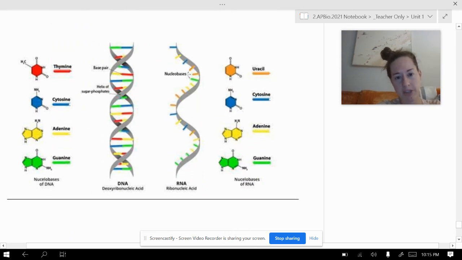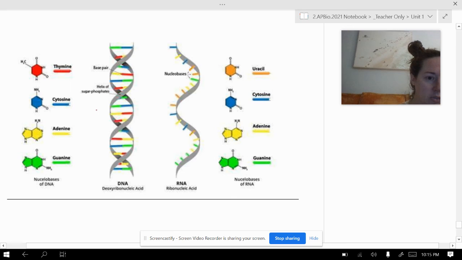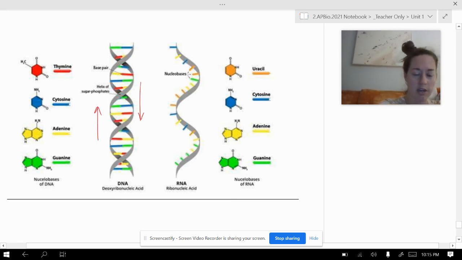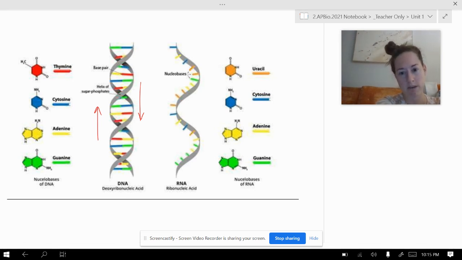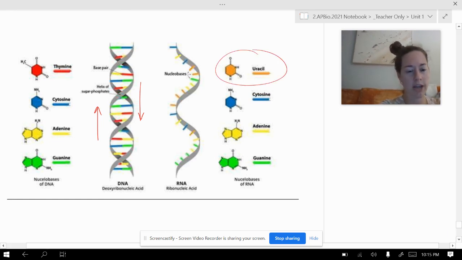Here's just another little picture that compares DNA to RNA. Probably it's very familiar to you, but RNA is single-stranded and DNA is double-stranded. Then, of course, remember that DNA runs anti-parallel. So one of the strands is running in this direction and the other one is running in this direction. So basically, one strand is upside down on DNA. And then also remember that uracil is found in RNA, whereas thymine or T is found in DNA. That's a big difference.